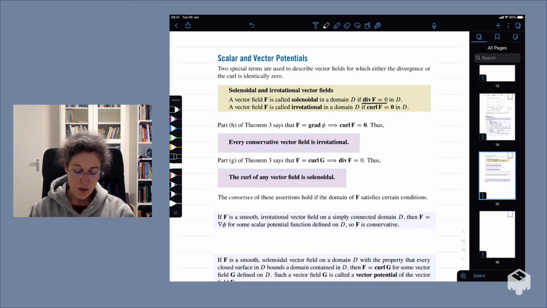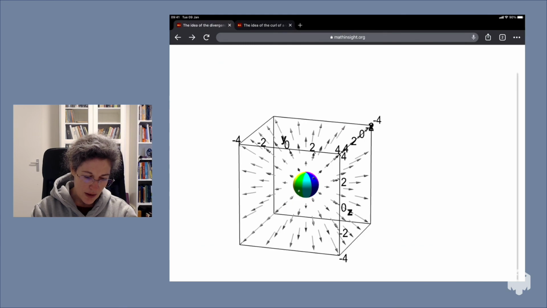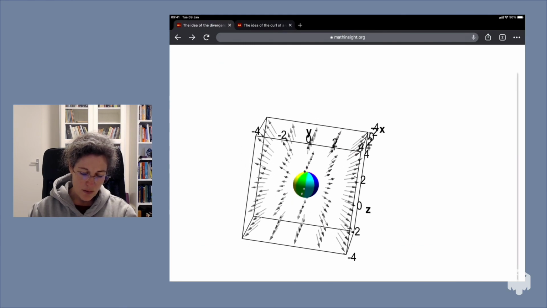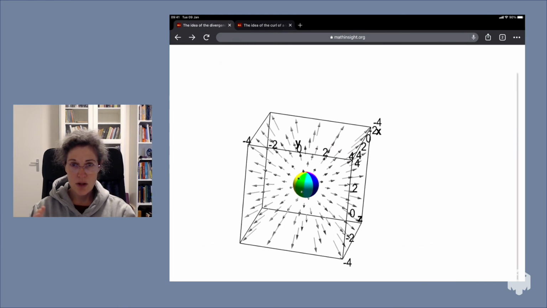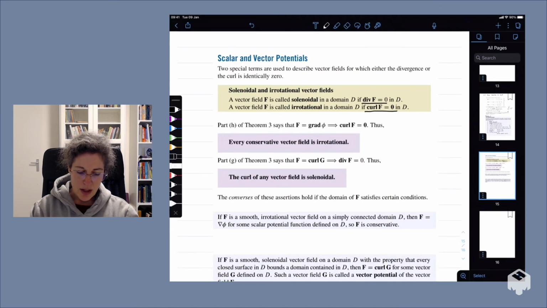So that's solenoidal. And on the other hand, if our curl is equal to 0, so we don't have any rotational movement, which corresponds to what we were seeing over here when we looked at this vector field. So here we don't have any rotation around any of the points, it's all just spreading out. So this is a situation where our curl is 0, then our vector field is called irrotational. Ir meaning not rotational.